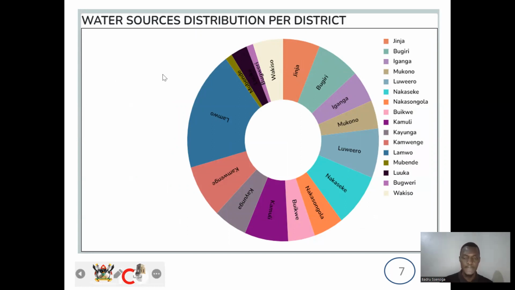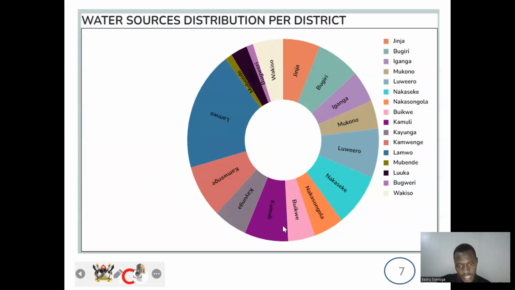I also looked at the donut chart, whereby I saw the water sources distribution per district. These are the different districts, and I put them in the key at the side with different colors. We realized this side of Lamo is a bit bigger compared to the rest, meaning more water sources were used in this district. Then the next is Nakaseke, also a bit bigger. Lamo is the biggest, then Nakaseke.